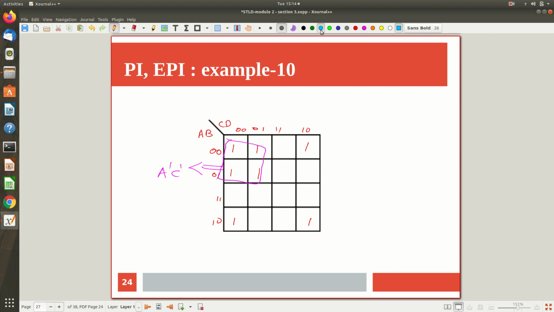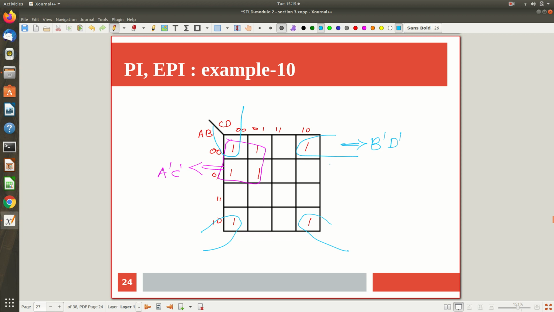Now the corner ones, you know, this one, this one and this one. When you fold, you will get them together as adjacent ones. You know that this whole thing corresponds to what? First row to last row, 0 to 1, A vanishes and B remains as B dash. First column to last column, 0 to 1, C vanishes and D remains as D dash.